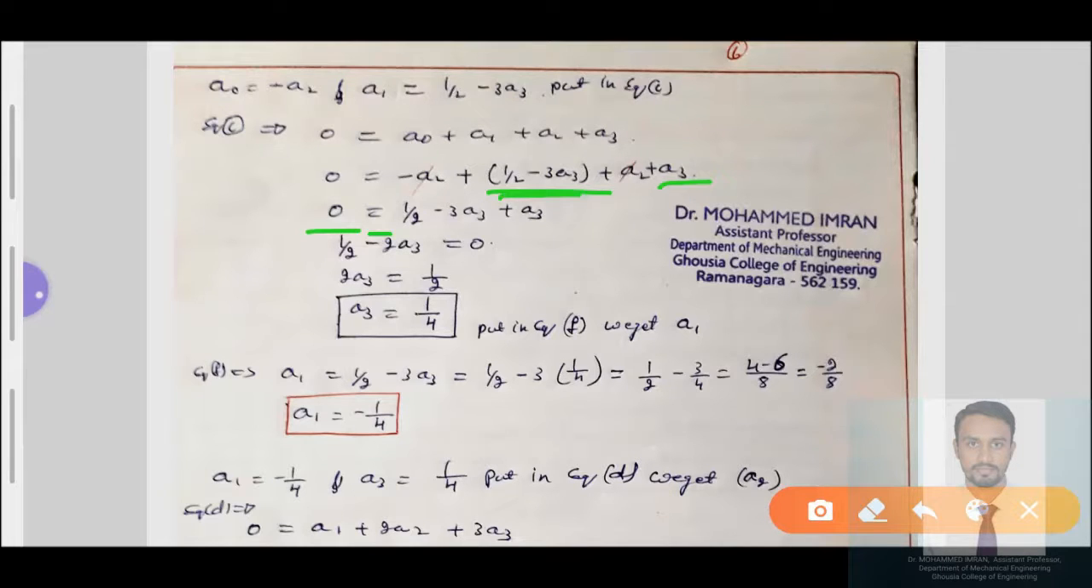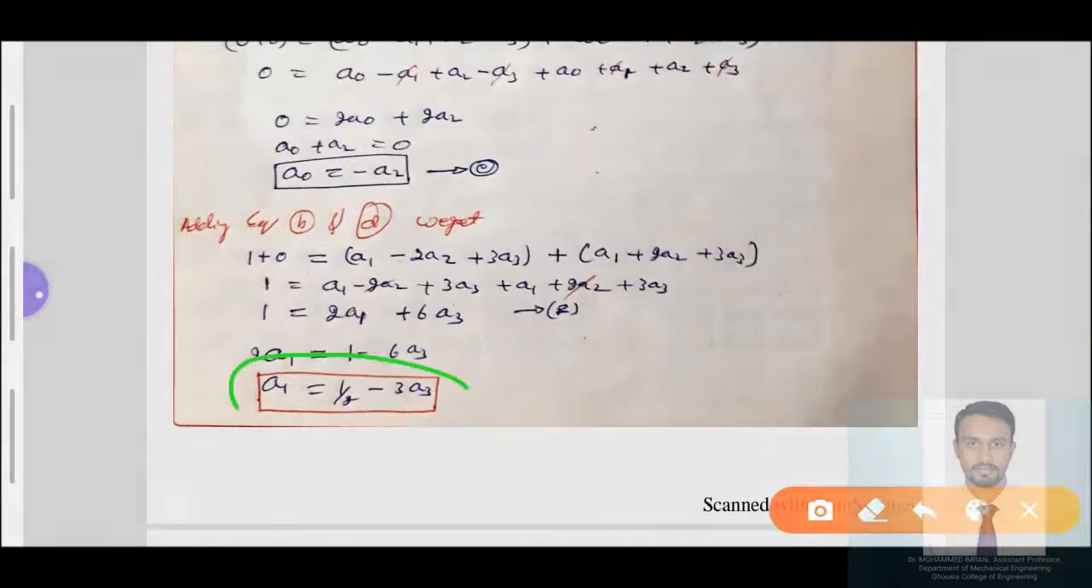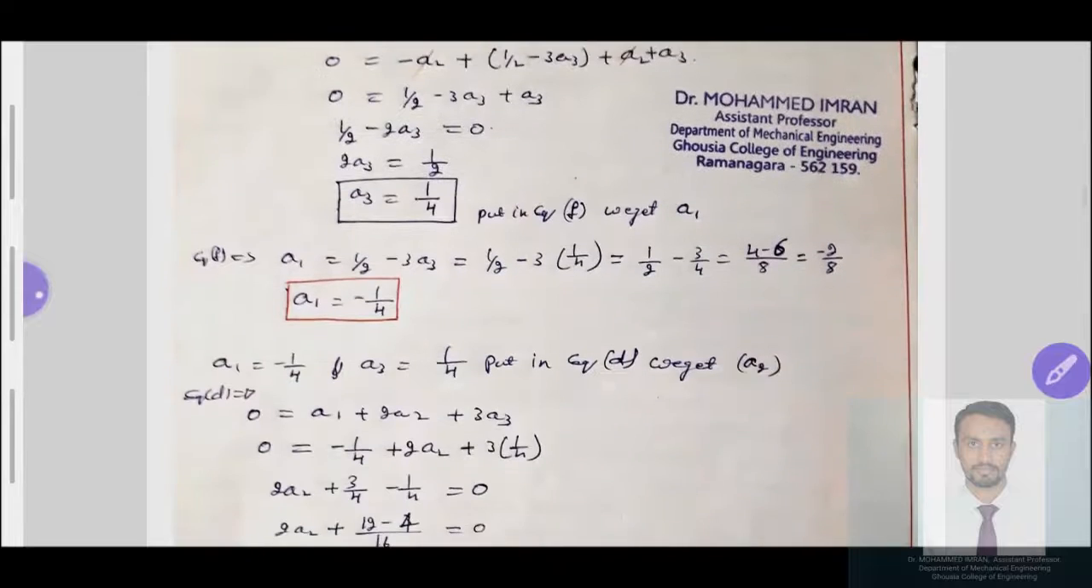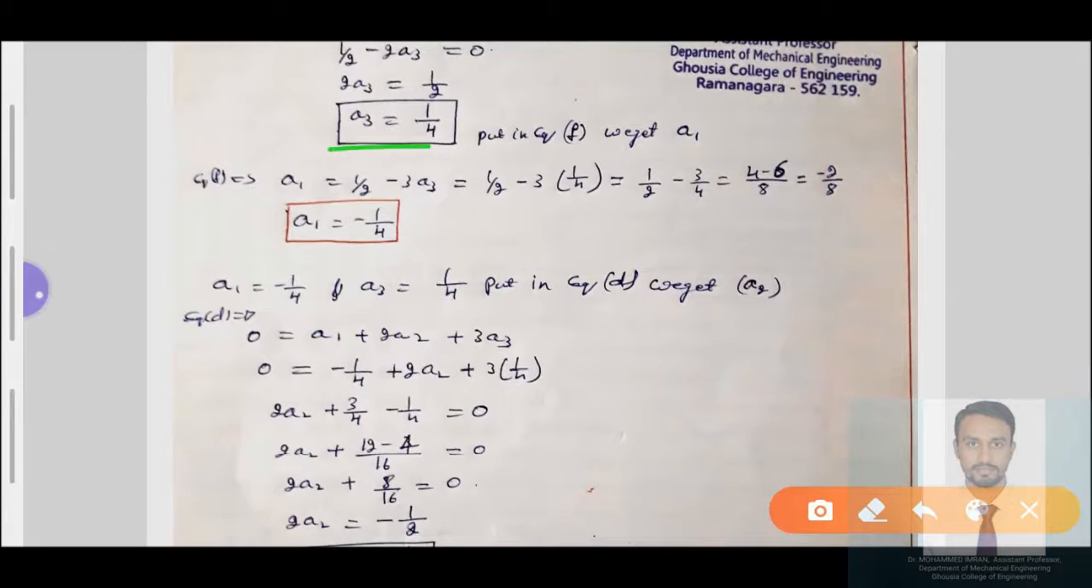0 is equal to half minus 3a3 plus a3. Minus 3a3 plus a3 becomes minus 2a3. Half minus 2a3 is equal to 0. So a3 becomes 1 by 4. Put it in the equation number F, and we will get a1. Here we have the equation number F. Substitute the values in that equation number F, and we will get the value of a1. Substitute the value of a3 in this equation. a1 is equal to half minus 3a3. Half minus 3 into 1 by 4.